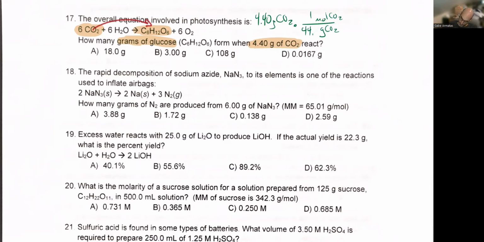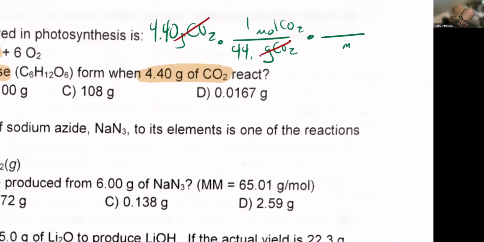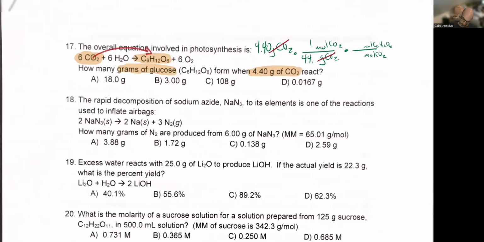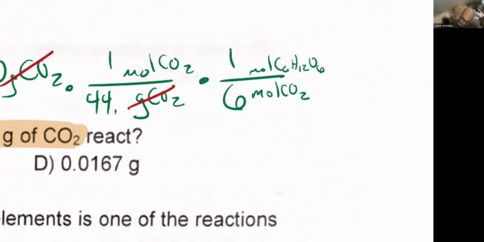At this point, grams of CO2 is going to cancel. Next step, and the only time I use the balanced chemical equation: I want moles of CO2 to go away, and I want to end up with moles of glucose, C6H12O6. If I look at my balanced chemical equation, 6 moles of CO2, 1 mole of glucose. Moles of CO2 cancels, and I have moles of C6H12O6.